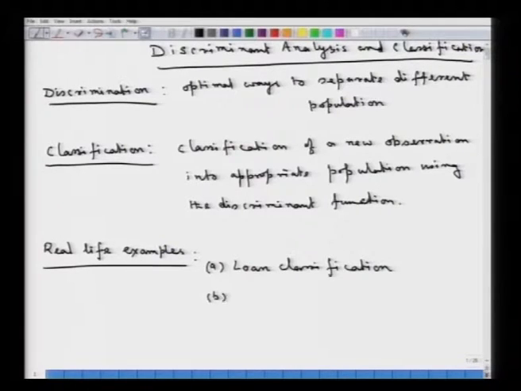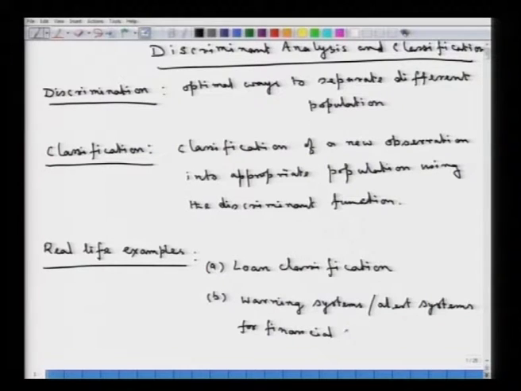Now, a second example that one can talk about is warning systems, or alert systems, for financial crisis, or in general for any extreme events.